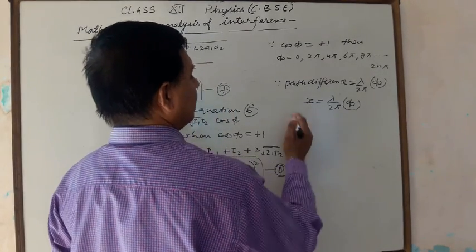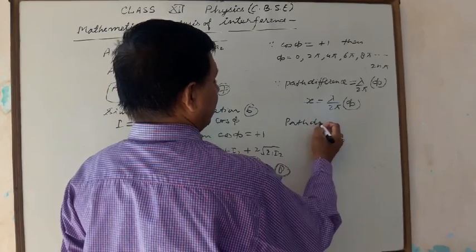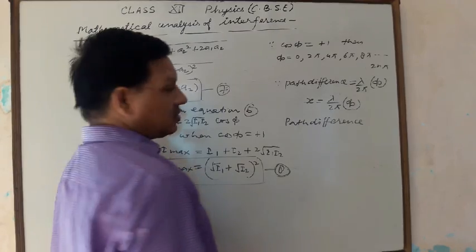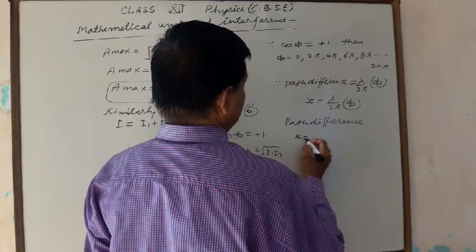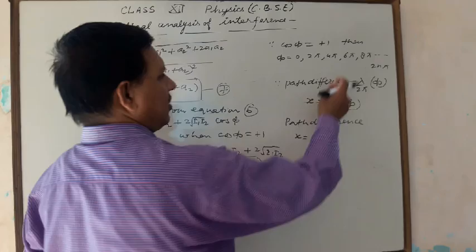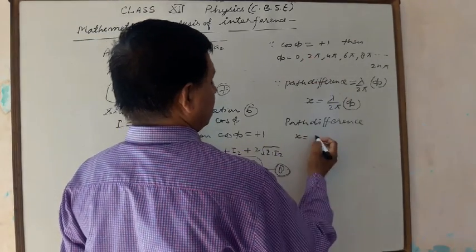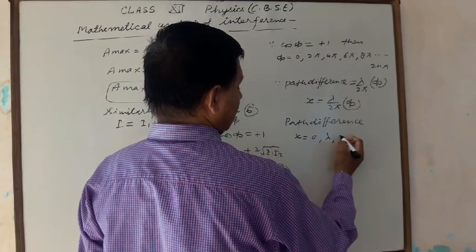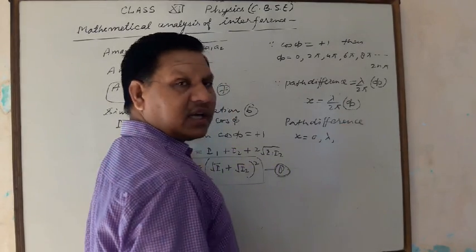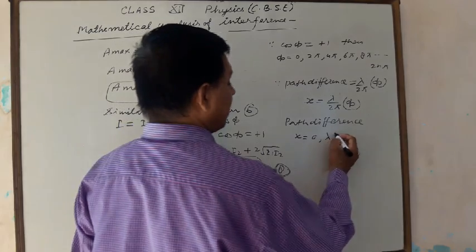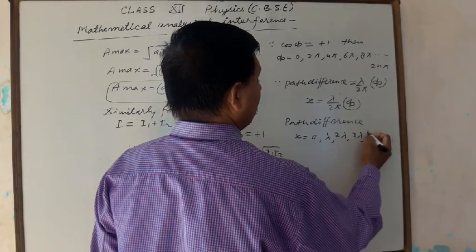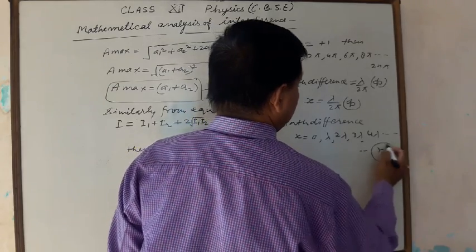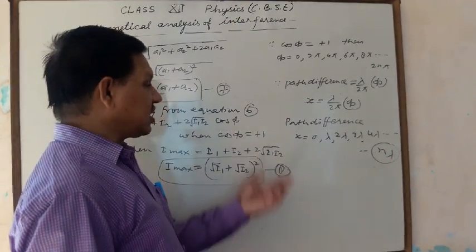So from this equation we find the path difference between the waves in case of constructive interference. Putting phi equal to 0, the path difference becomes 0. Putting phi equal to 2 pi, the path difference becomes lambda. Similarly, the path difference is 0, lambda, 2 lambda, 3 lambda, 4 lambda, and so forth, and finally n lambda. This is the necessary condition for constructive interference.